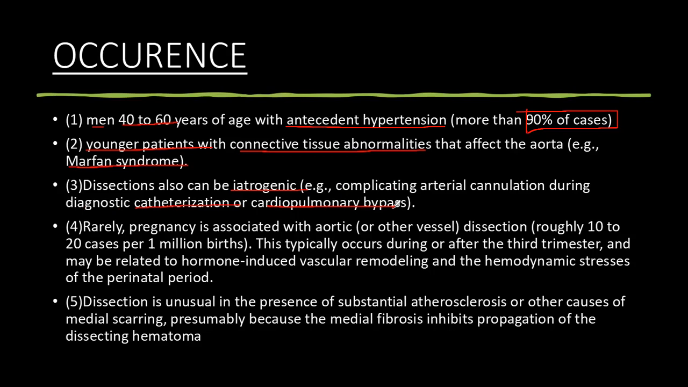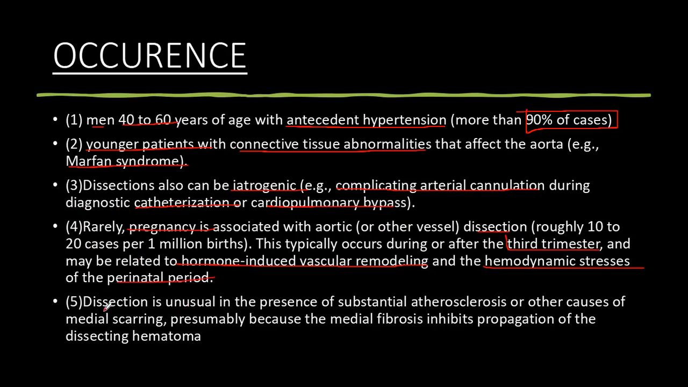Also, they can be iatrogenic, such as during catheterization or cardiopulmonary bypass. During those procedures there can be an intimal tear, and this will complicate the arterial cannulations. Also, pregnancy is associated with dissections, but rarely, just 10 to 20 cases per million births. Typically it occurs during the third trimester, and this is related to hormone-induced vascular remodeling and the hemodynamic stress of the perinatal period.